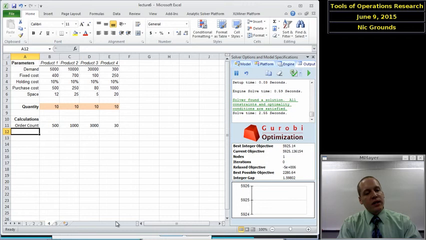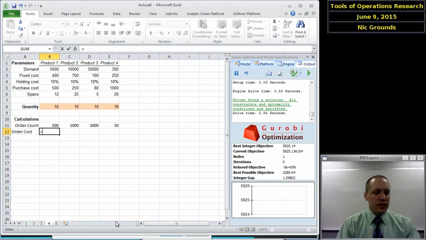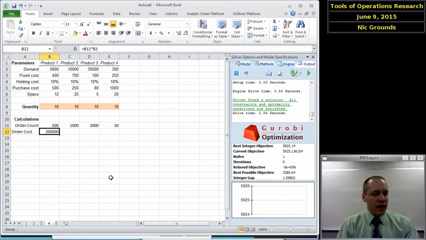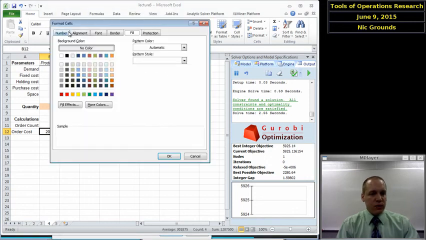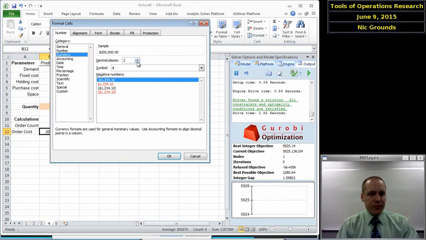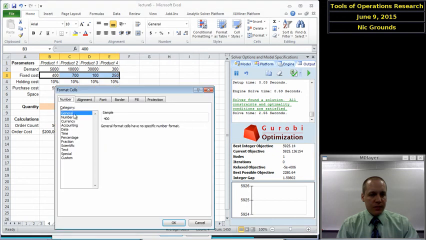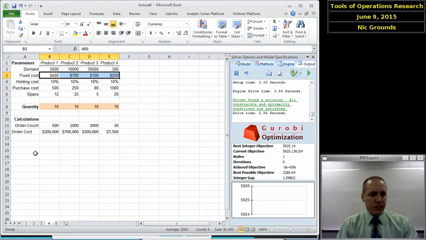Well, now that I know how many orders I'm going to make per year, I can compute order cost, which is how many orders I make multiplied by the fixed cost. So if I make 500 orders for product 1 throughout the year, each one costing $400, I have to pay $200,000 in ordering costs. Seems like a lot. Let's format those, as well as these. Okay, so that tells me how much ordering cost.